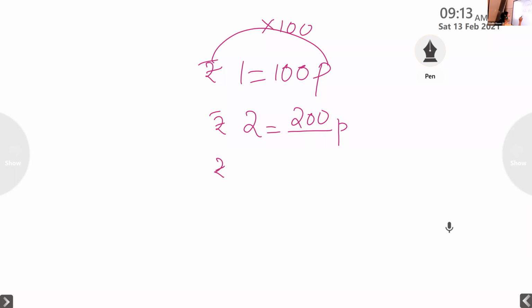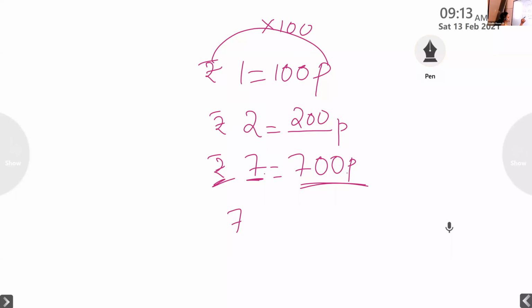So I told you an easy method. How? Write the number, then add how many zeros? 2 zeros. Then write here, instead of rupees, we will write paise. Only that much.